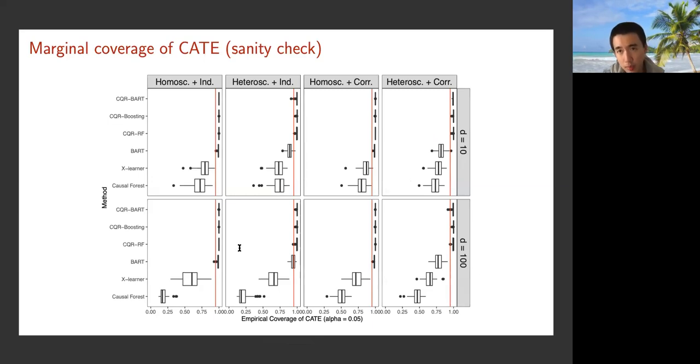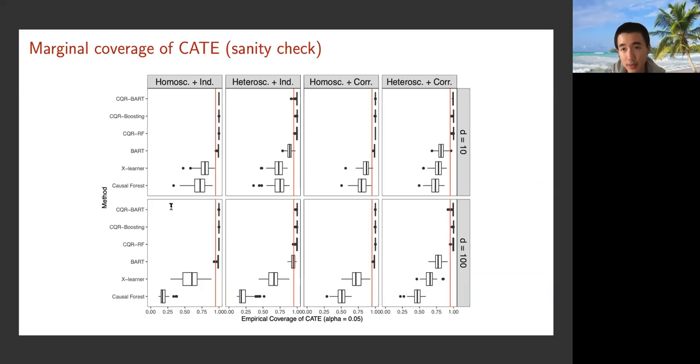And the first plot I'm going to show you is the marginal coverage of CATE, which is a sanity check. The reason I call it a sanity check is because our method is not designed to cover CATE, but rather to cover ITE. So we shouldn't expect our method to cover CATE, but other methods are designed to cover CATE. That's why I'm showing this figure, to show some sanity checks.